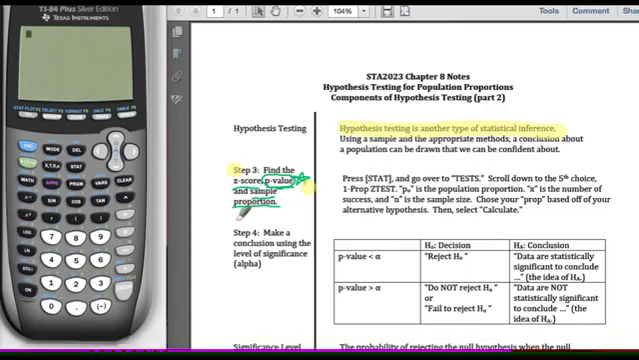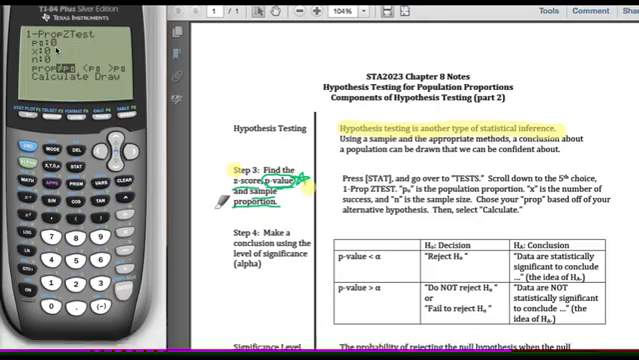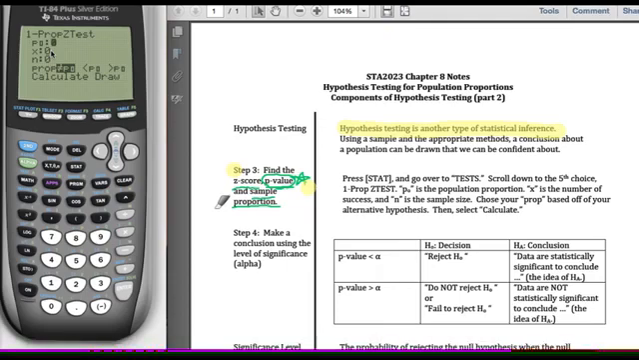First off, you'll hit the stat button. You'll go over to tests like we did in chapter 7 for the confidence interval. And you'll scroll down to number 5, one prop z-test. You select that. P0 is your population proportion, the value from H0. What did you set p equal to? X is the number of successes, and that's the actual number of successes, not the expected number, but the actual number of successes from your sample.